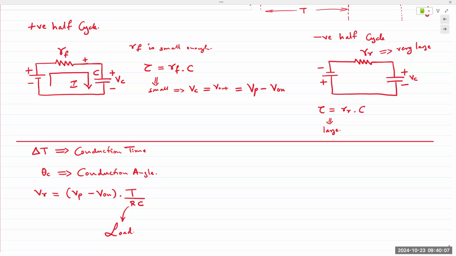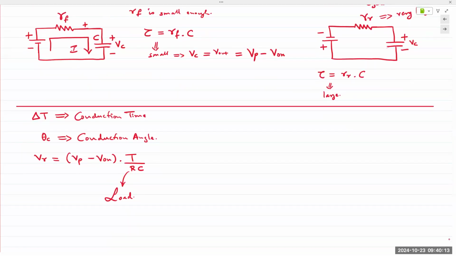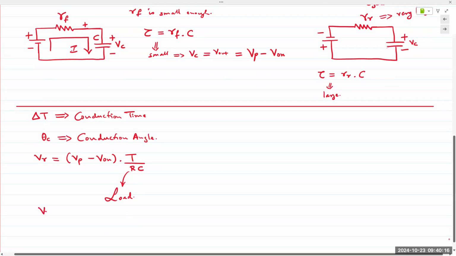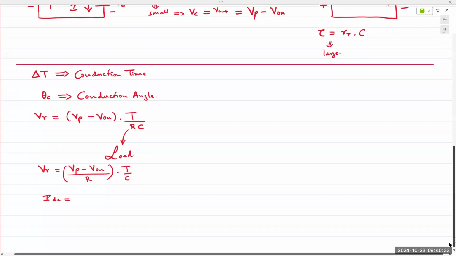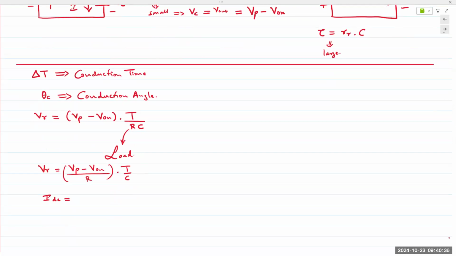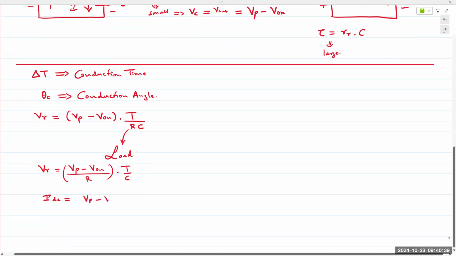Okay, so from ripple voltage, we can go to current. Simply rearrange the terms, and we can write ripple voltage is Vp minus V on divided by R times T over C. And we can take this term and define it as IDC, the DC current, Vp minus V on divided by the load resistor. Simple Ohm's law. Output voltage divided by the load resistance.